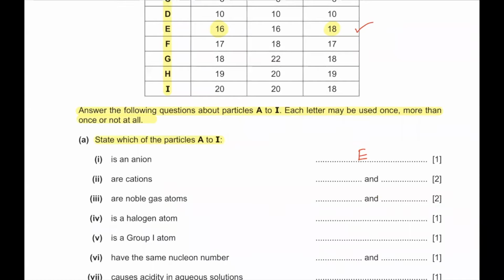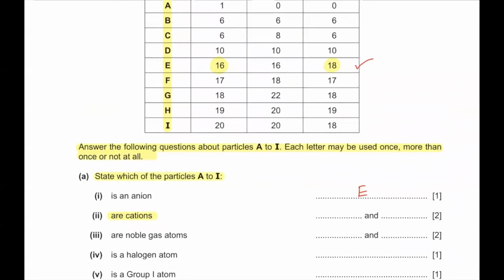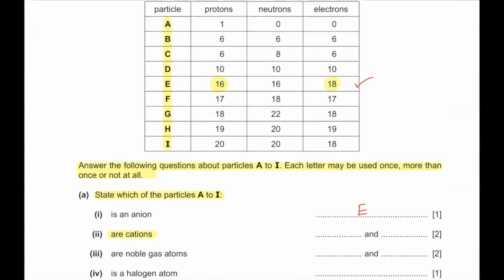The next question asks which are cations. To be a cation, the number of electrons must be less than the number of protons. We can see there are a total of 20 protons here, however there are only 18 electrons, so it's going to be a cation. So I is a cation. Other than that, we can see the number of protons here is 1, however the number of electrons is 0. So A is also a cation.